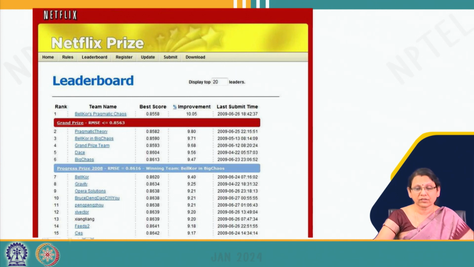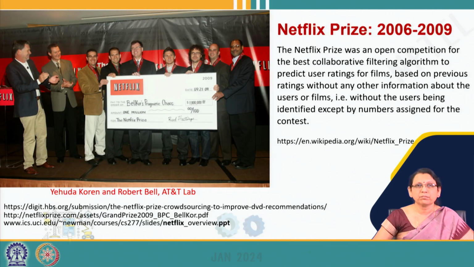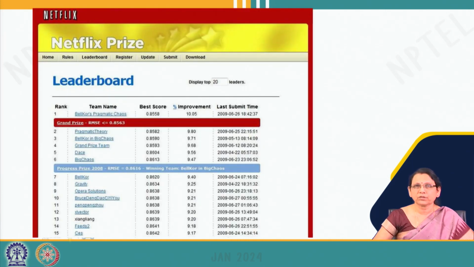And if we go back to the previous slide, Yehuda Koren and Robert Bell and their group from AT&T Bell Lab were the winners. And from 2009, this particular prize was actually discontinued. But anyway, during this process, some of the advanced algorithms which are today used in most commercial systems got developed because of this push.